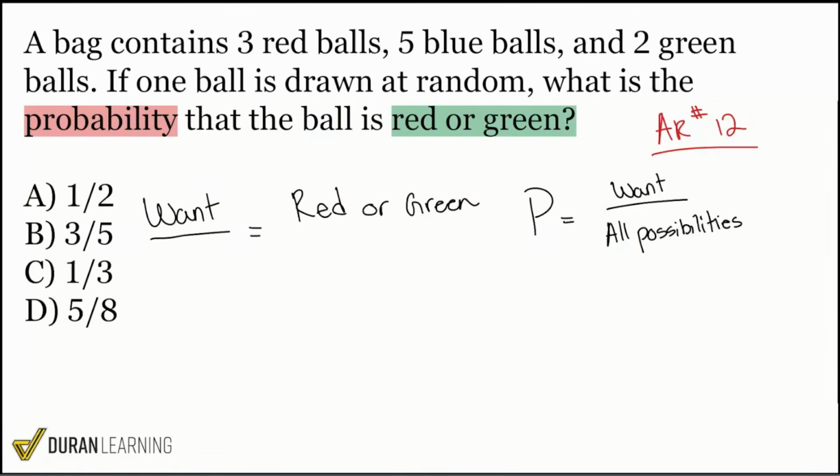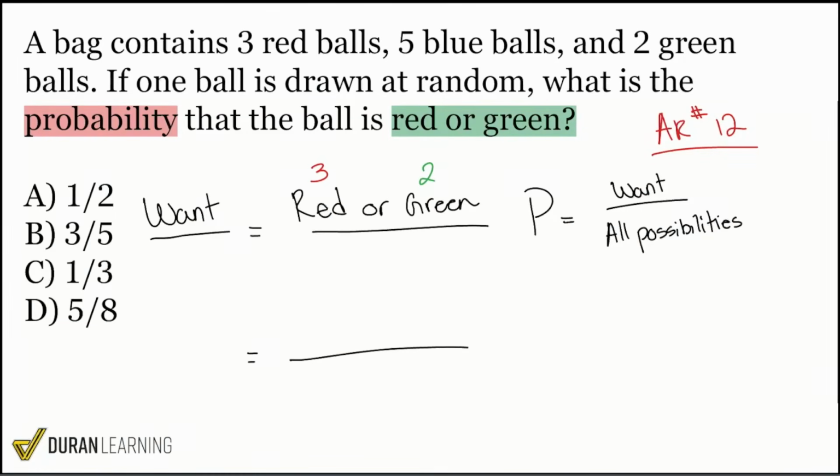So what we want, again, really boils down to red or green. Okay, cool. Now, with that said, everybody, how many reds do we have? Well, let's see. A bag contains 3 red balls, 5 blue balls, and 2 green balls. Okay. Everybody, how many red? Yeah, we've got 3 right there. So I'm going to mark that down, 3 red ones. How many green ones do we have? We have 2. Exactly. We have 2 green ones.